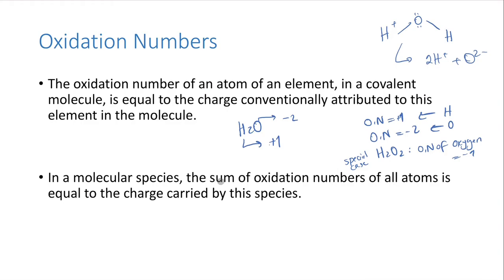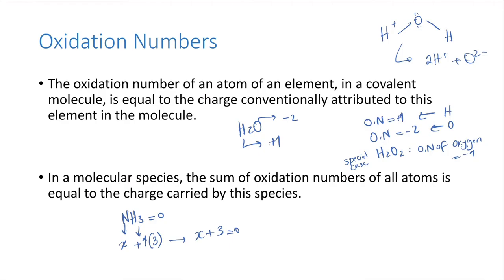Now, in a molecular species, the sum of oxidation numbers of all atoms is equal to the charge carried by this species. How? We have NH3, let's say. The charge of NH3 is equal to 0. The oxidation number of hydrogen is always plus 1. We have 3 hydrogens, so multiply it by 3. We don't know the oxidation number of nitrogen, but it should be X plus 3. This should be equal to 0 because it's a neutral molecule.